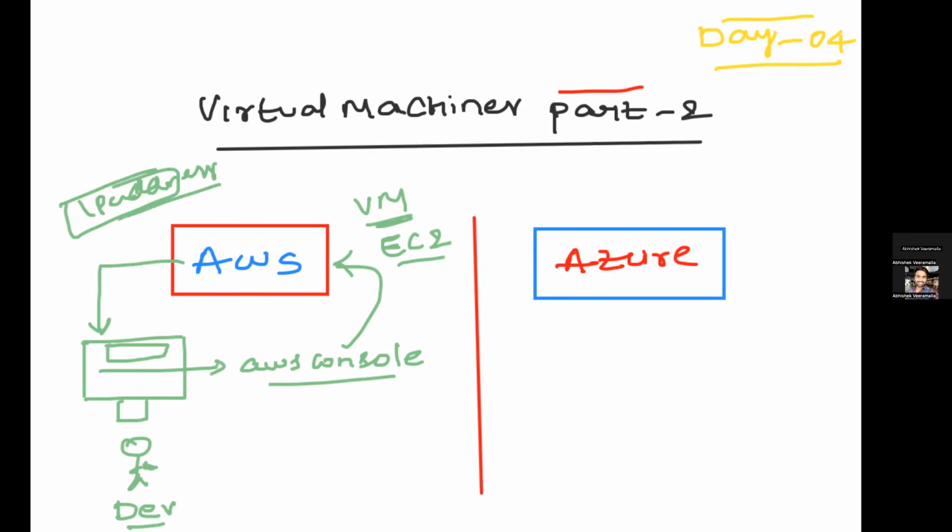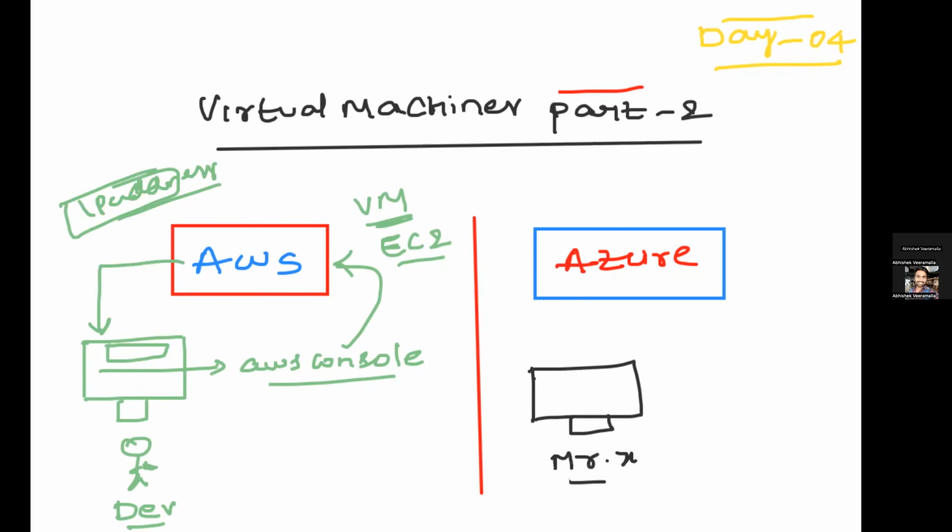This is the overall thing that happens if you're trying to create a virtual machine from the UI. And the same thing happens with Microsoft Azure as well, right? Whether it is Microsoft Azure or AWS, the process is the same. Again, there is a person sitting in front of his laptop. Let's call him Mr. X.